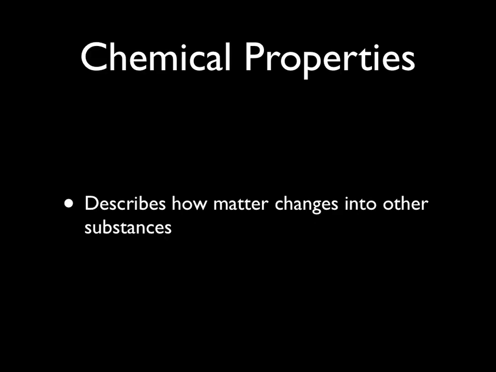Now we'll get into chemical properties. Chemical properties could be defined as describing how matter changes into other substances. So with physical properties, the matter is going to remain the same. The composition of the matter will remain the same. So those are all things we test without changing the composition of matter. Whereas with chemical properties, we now have to actually change the matter in order to determine those chemical properties. So they're observable only through that change in matter.